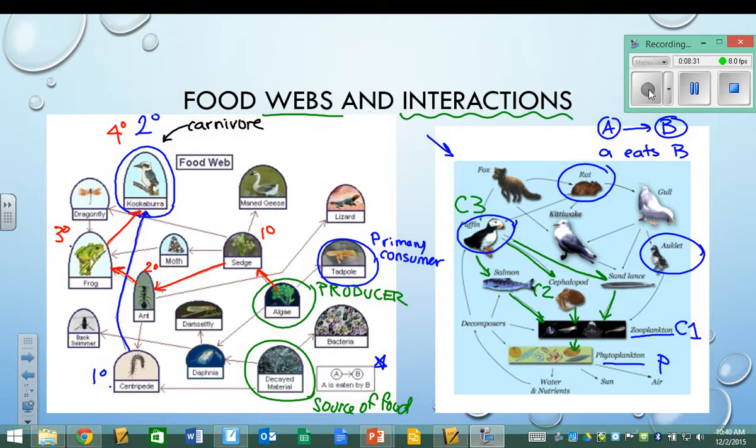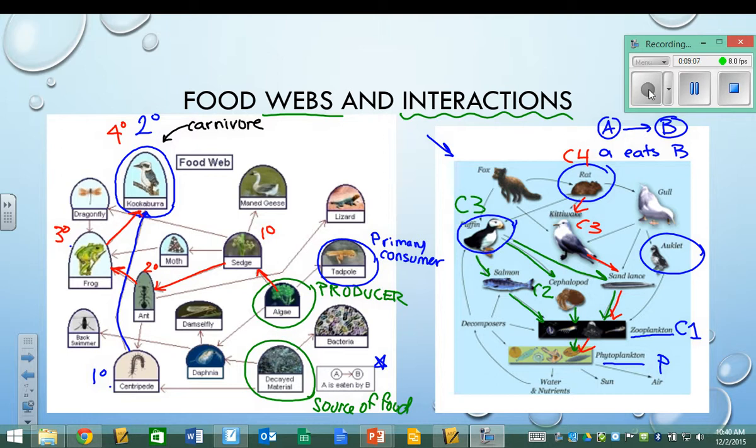Now if I were to do the same thing for the rat, I have to consider what it is eating. The rat eats in sort of this pathway. If I follow that, the rat is eating the kittiwake, which is eating the sand lance, which is eating the zooplankton, which is eating the phytoplankton. I just said that the sand lance was a second order consumer, which makes this a third, which makes the rat a fourth order consumer.